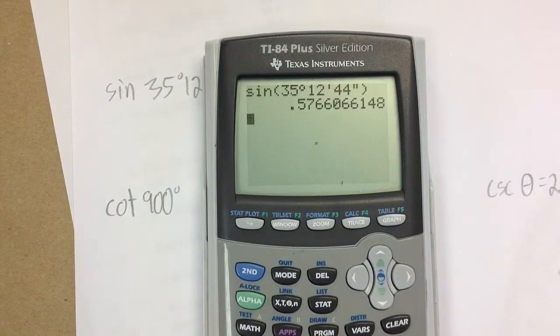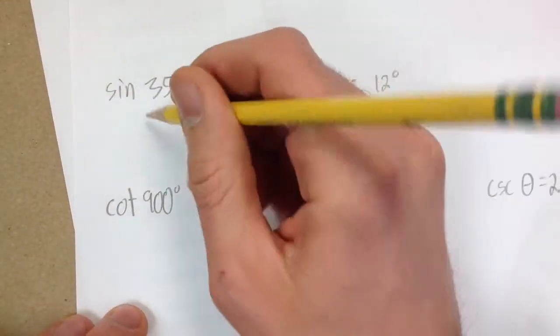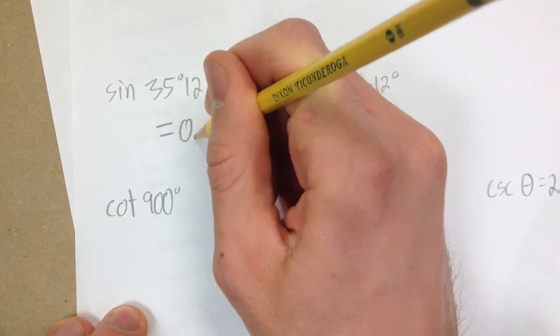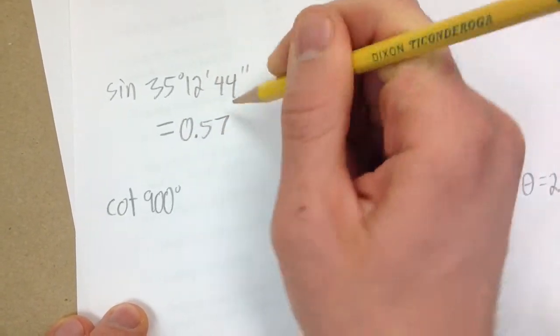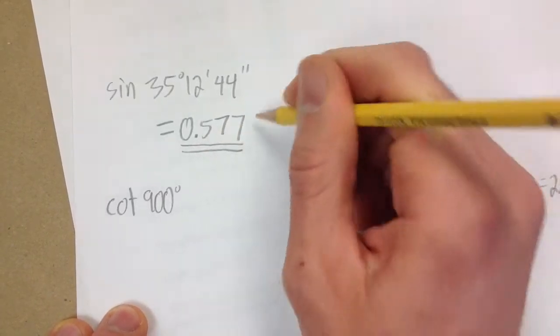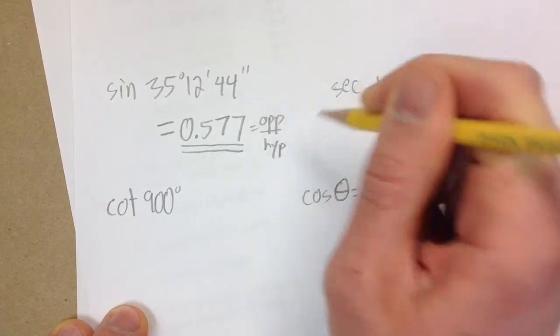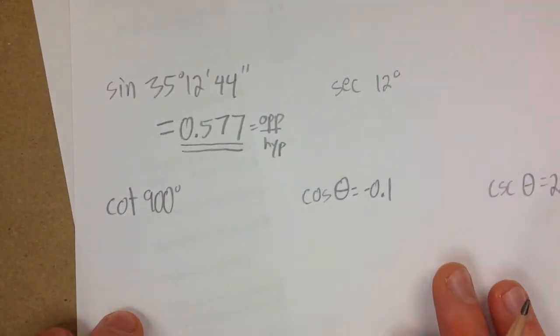Question? Where do you get the degree button? The angle menu. Oh, it's the angle menu? Yes. Where's the angle menu? Any questions on the first one?